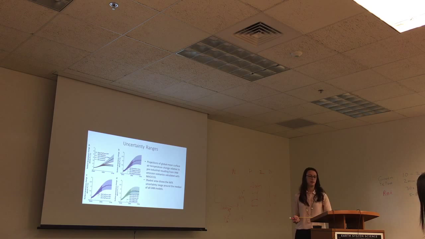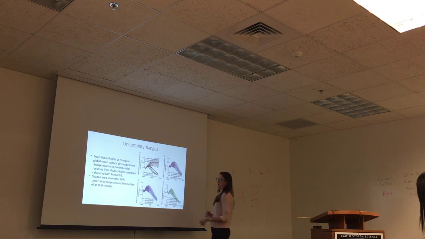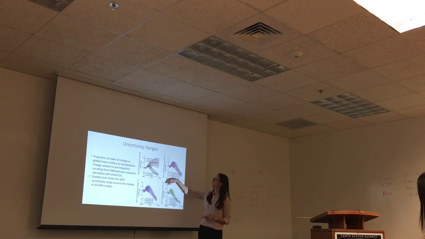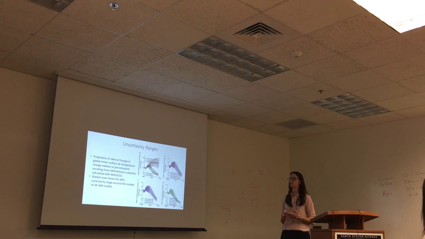And this is showing rates of change, so how fast those changes will occur: the rate of temperature change per decade. Again, you can see that the shaded area on all of these different cases represents the 66% uncertainty range around that median point.